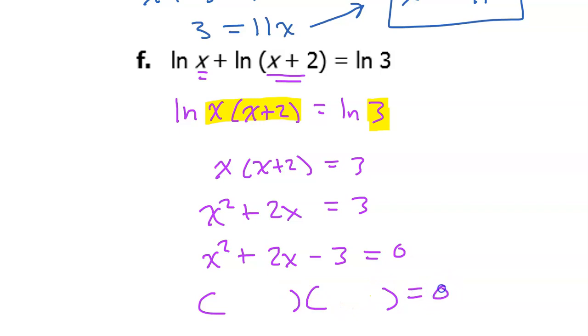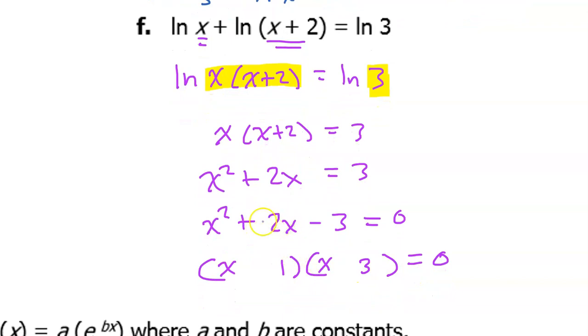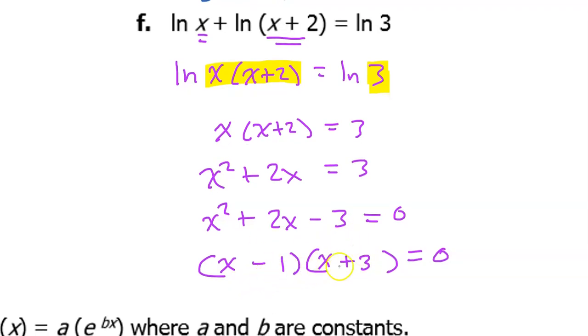Easily factorable. X squared will only factor as x times x. 3 will only factor as 1 times 3. We're shooting for a middle of positive 2. So I'm going to need a minus 1 and a positive 3. Also, negative 1 times 3 is negative 3, so that checks out. Using the zero product property, I'm just in my head setting each of these equal to 0 and solving. So that will give me x is equal to 1 and x is equal to negative 3.